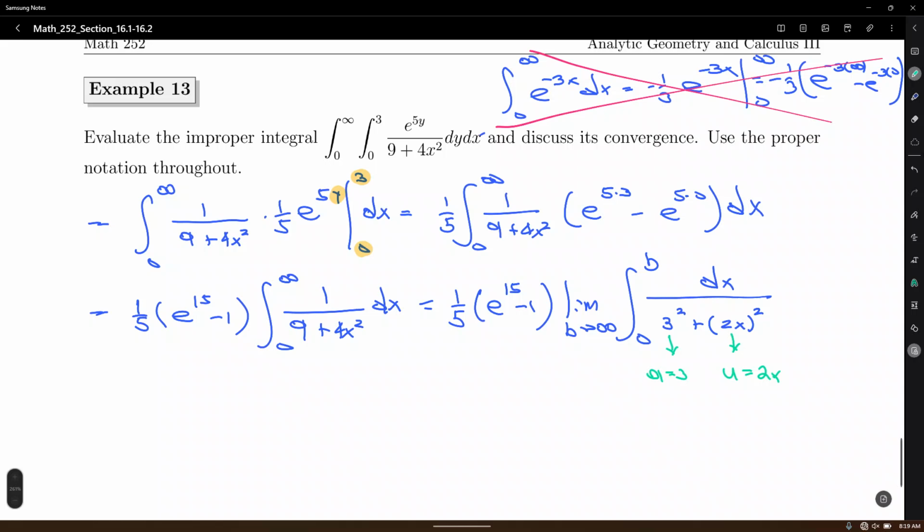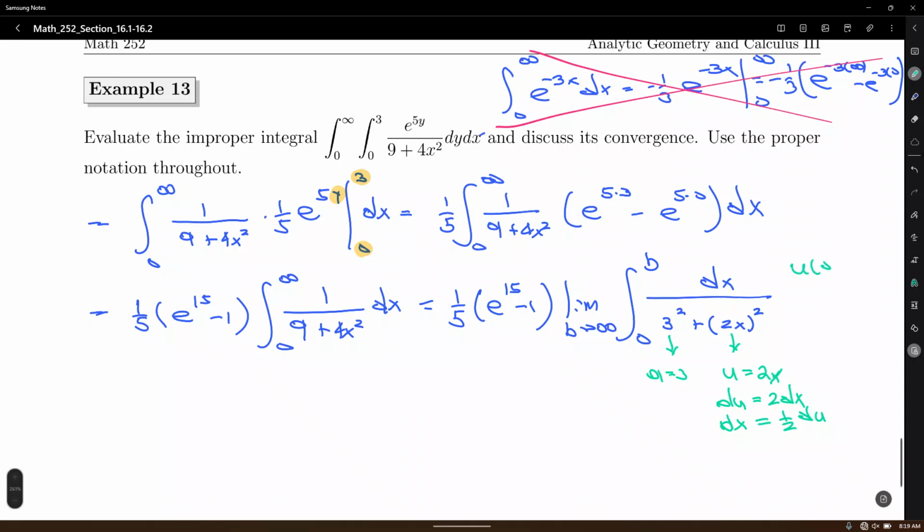It's going to have something else. That is du equals 2dx, where dx equals 1/2 du. We also need to change the limits of integration accordingly. So let me do that here.